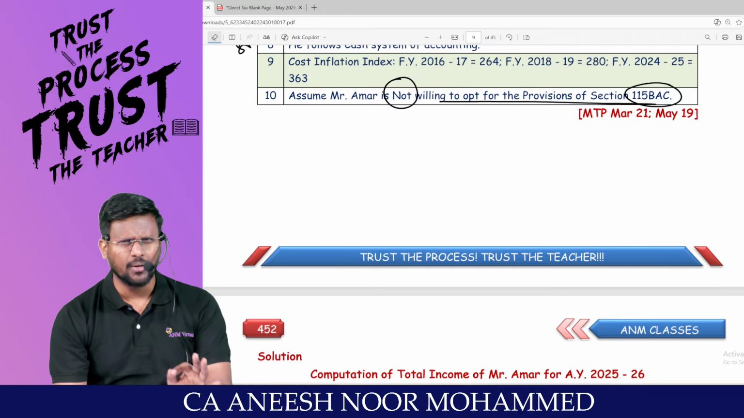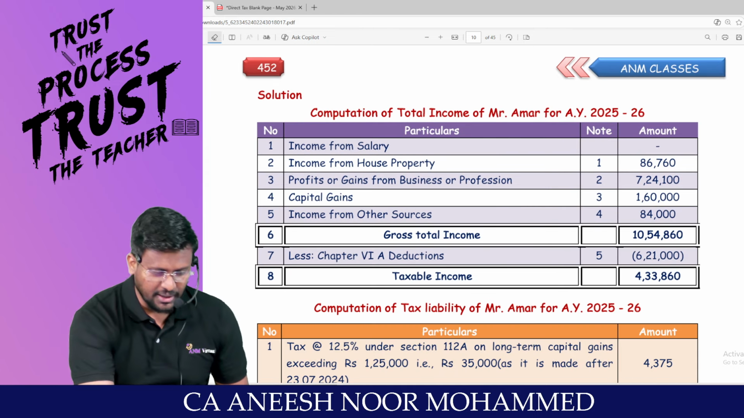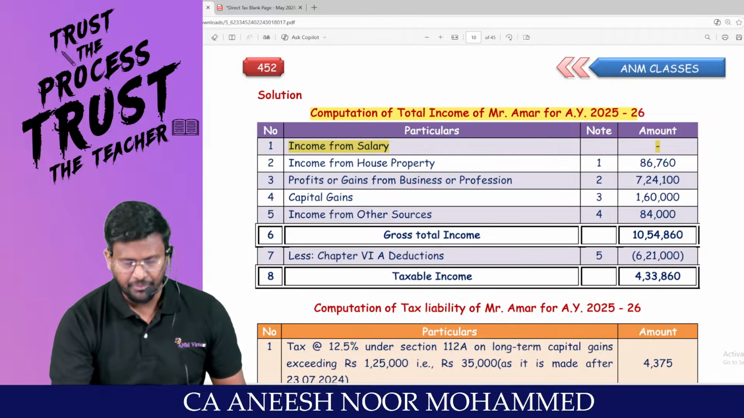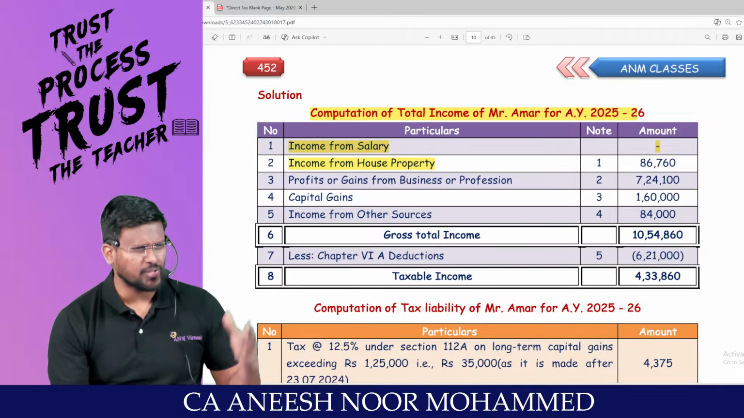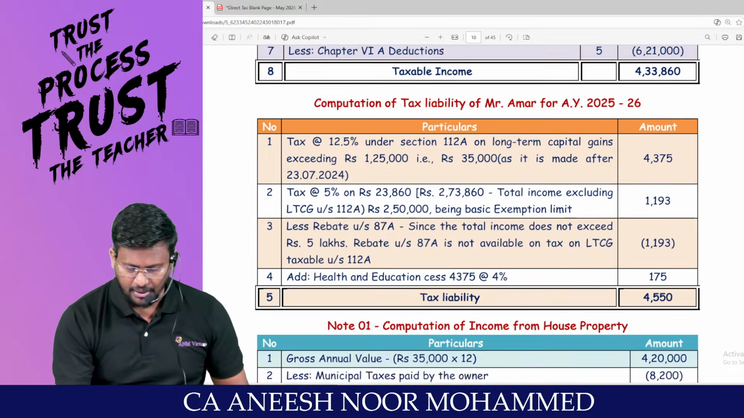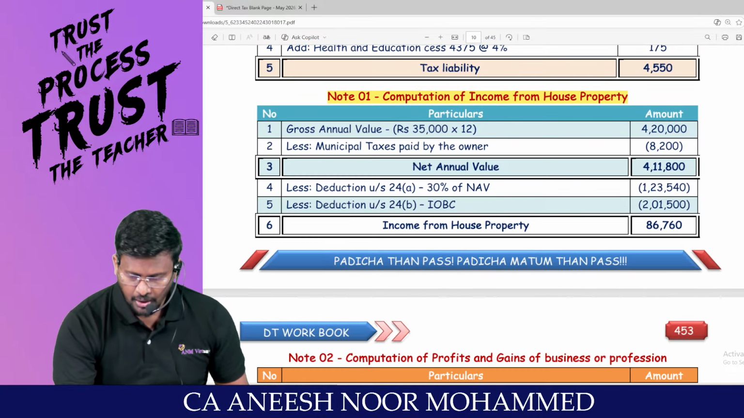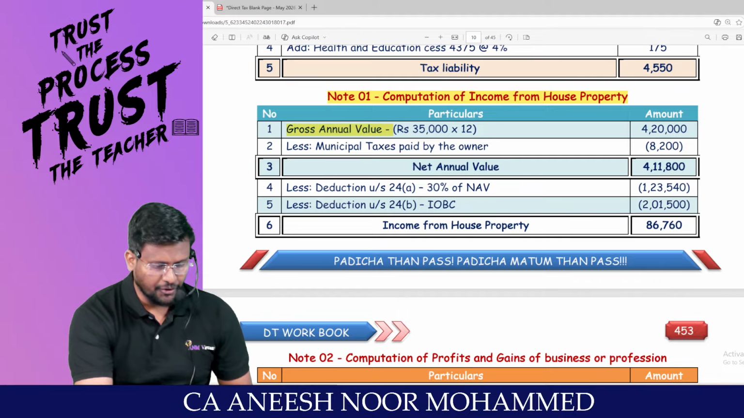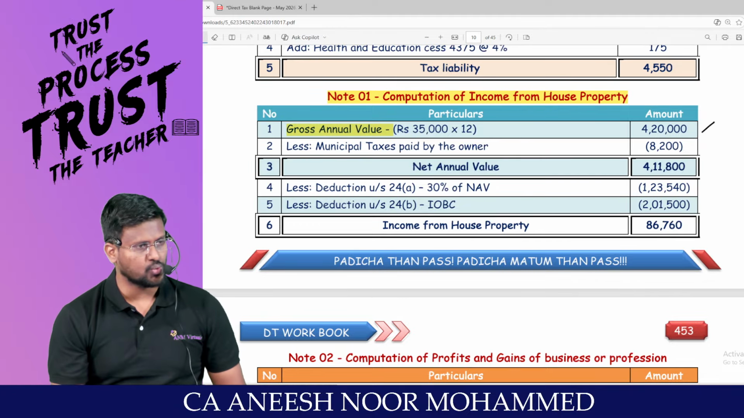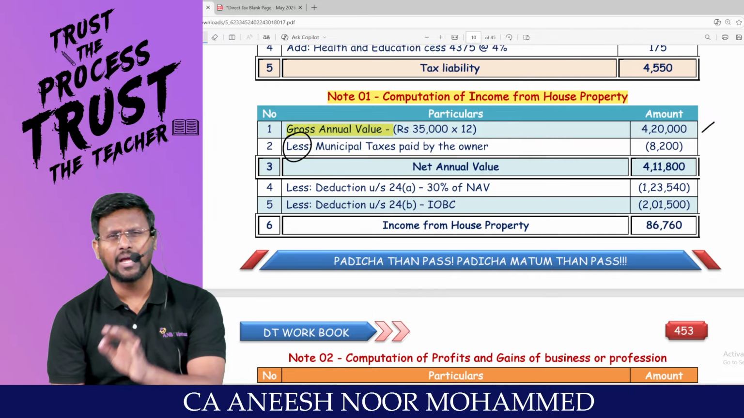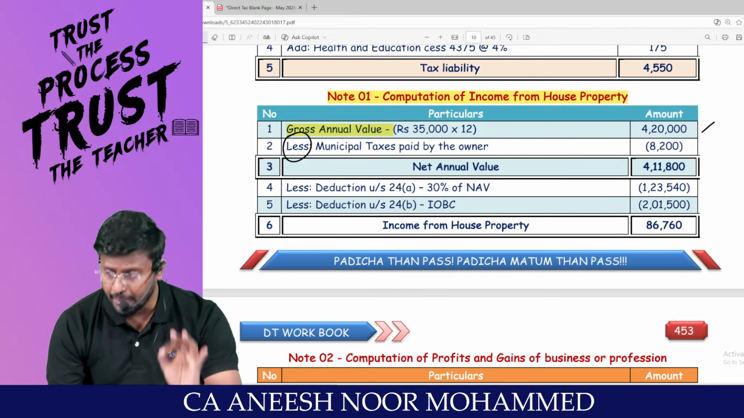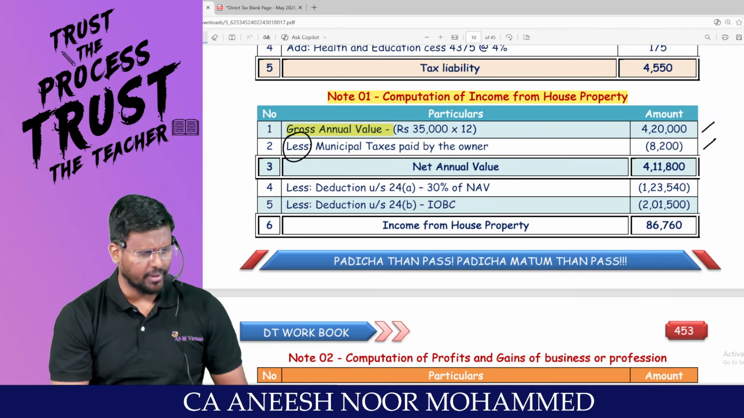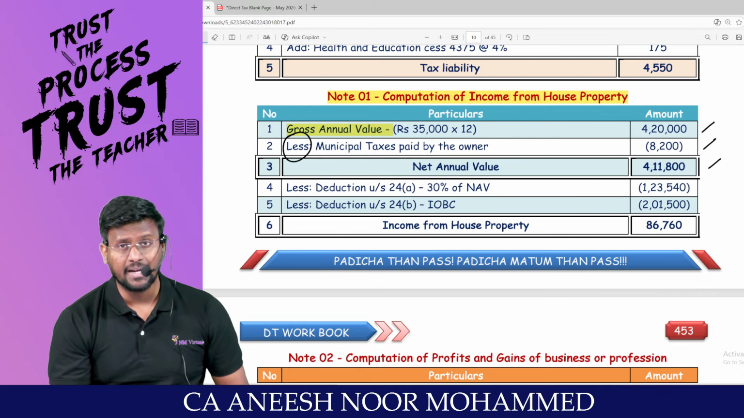That means we have to calculate the total income and the tax payable, always with the summary table. Income from salary, nil. Then income from house property. There was one property, and that property is a let-out property. Can we calculate the house property income? Gross annual value: what is the monthly rent? You pick from the question, 35,000 for 12 months comes to 4,20,000. Less municipal tax or local tax paid by the owner, 8,200. Anyway, that is for 1 year, I think, right? So the net annual value is 4,11,800.